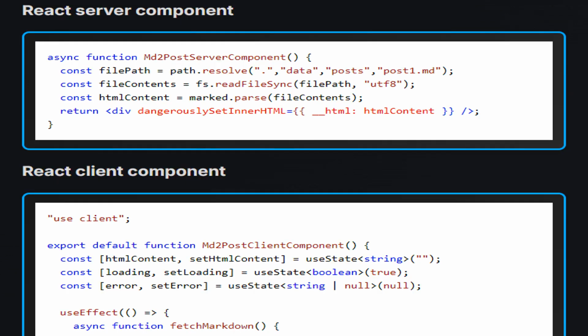The provided code is an asynchronous TypeScript function named md2postServerComponent, which reads a Markdown file, post1.md, from a specified directory. It uses the fs module to synchronously read the file's contents and the marked library to convert the Markdown text into HTML. Finally, it returns a React component containing a div element that safely displays the HTML content using dangerouslySetInnerHTML. This allows for rendering of the converted Markdown as formatted HTML in a web application.